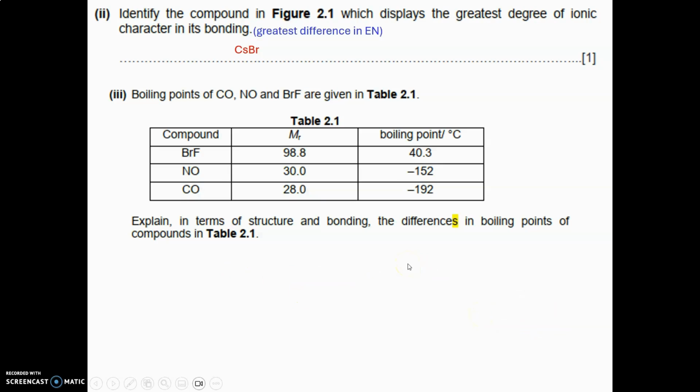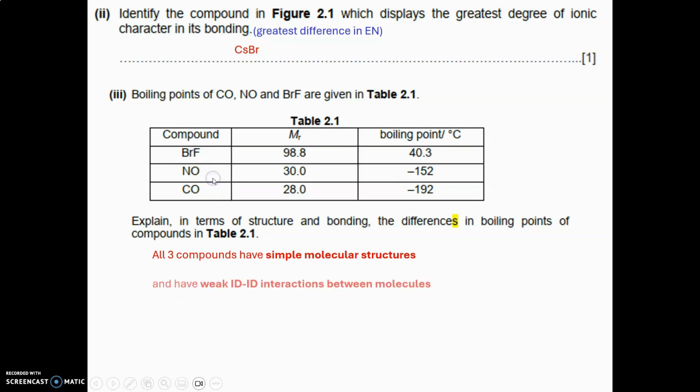Finally, part 3. The boiling points of 3 compounds are given in this table. Explain, in terms of structure and bonding, the difference in boiling points. So you need to account for 3 things in your answer for this question. First, you need to tell me the structure that these compounds have. Secondly, the types of forces of attraction that they have. And lastly, you need to link it to the energy to overcome the forces of attraction. So it's very obvious that all of these are covalent. They have simple molecular structures.